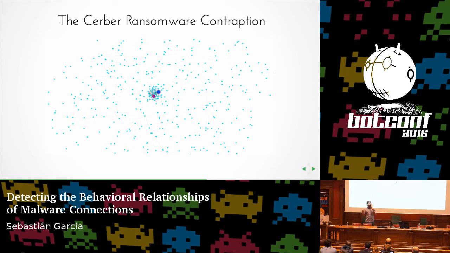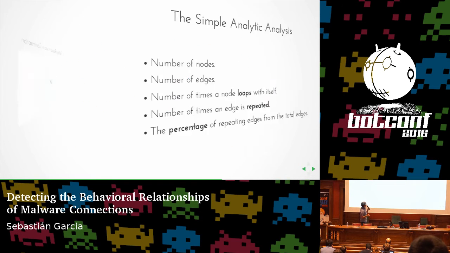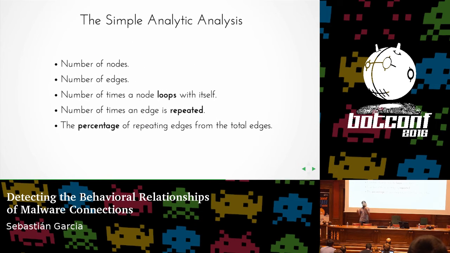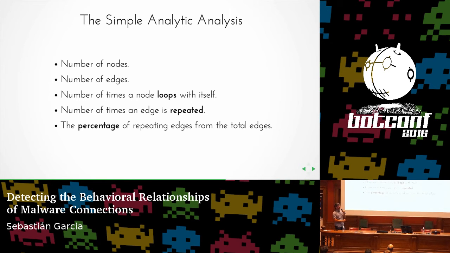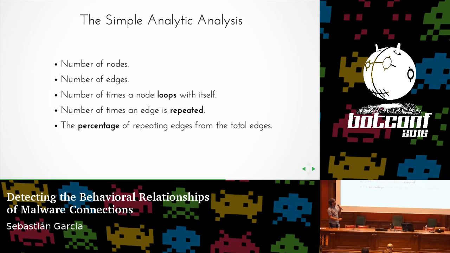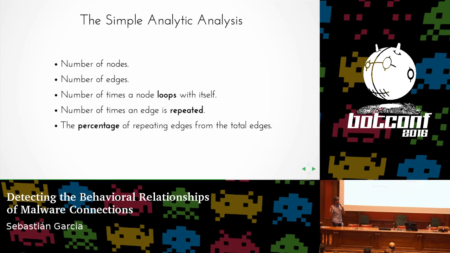So we have the graph, we have the data. Humans can look at it and say, oh, okay, maybe I can separate this by looking at it, but we want some analytics. We need numbers in here. So what we are saying is, let's count this. In each graph, let's count the number of nodes, the number of edges, the number of times a node is looping with itself, the number of times an edge is repeated, and especially the percentage of repeating edges from the total amount of edges. I want to know this host, how many times is it repeating these connections from the total.